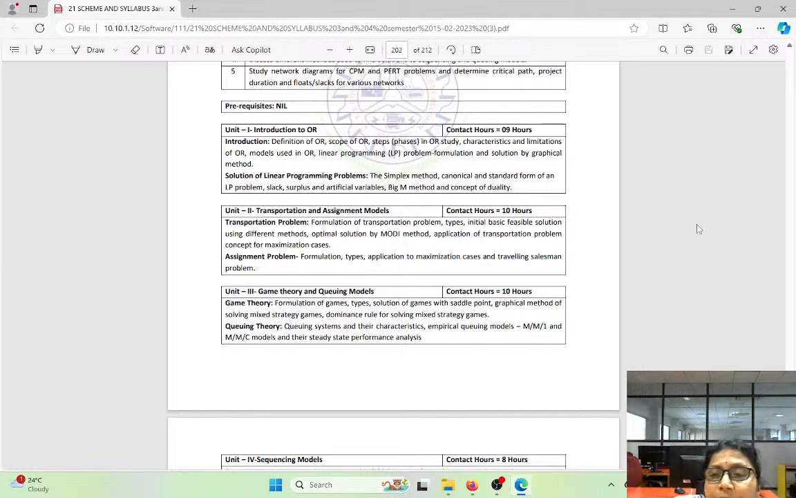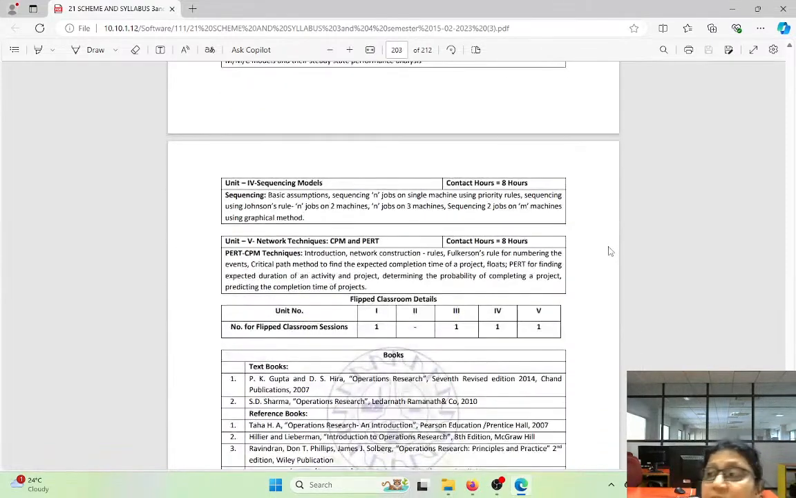And then comes the next unit, sequencing models. Again, so many jobs and so many machines will be there in the organization, company or industry. So we are supposed to assign n jobs on m machines, or 2 jobs on m machines, or 2 jobs on 3 machines, something like that, the combination depending on the availability of the resources or the machinery, or availability of the labor.